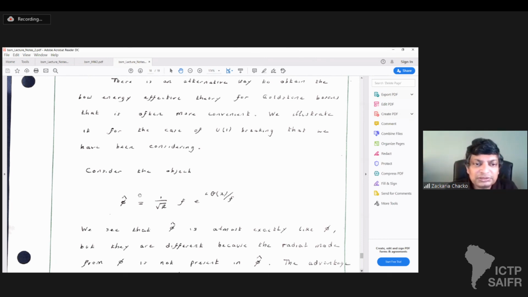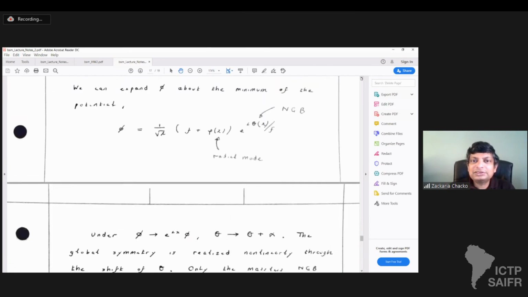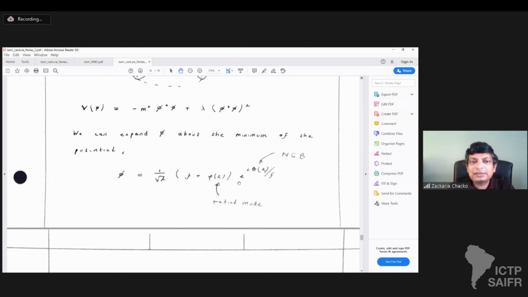Consider this object phi hat. You stare at it, and isn't phi hat exactly like phi? Remember earlier we had a phi, and here's phi. Compare it to phi hat, and you'll see the only difference between phi and phi hat is that phi hat doesn't have this radial mode. So phi hat is just phi where I've thrown away the radial mode.